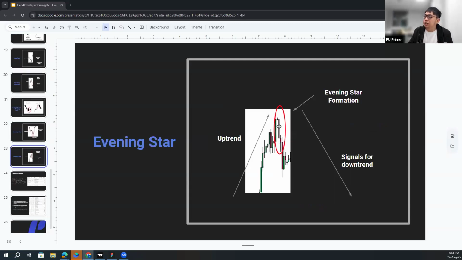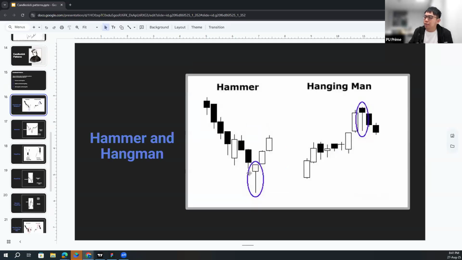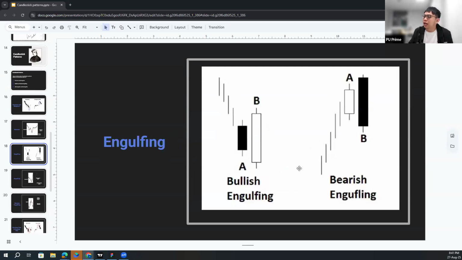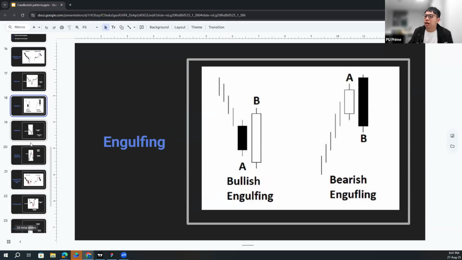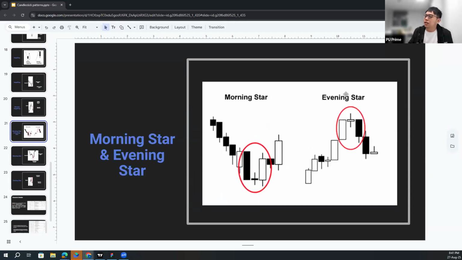And then here is an example more like the textbook. Full body of a bullish candlestick, doji, and then full body of a bearish candlestick, and then go downtrend. So this is a very nice evening star case study. So again, the hanging man or the hammer is just one candlestick, and then for the engulfing we use two candlesticks to make sure of a trend reversal signal, and then the morning star and evening star use three candlesticks to tell us whether or not it is a trend reversal.